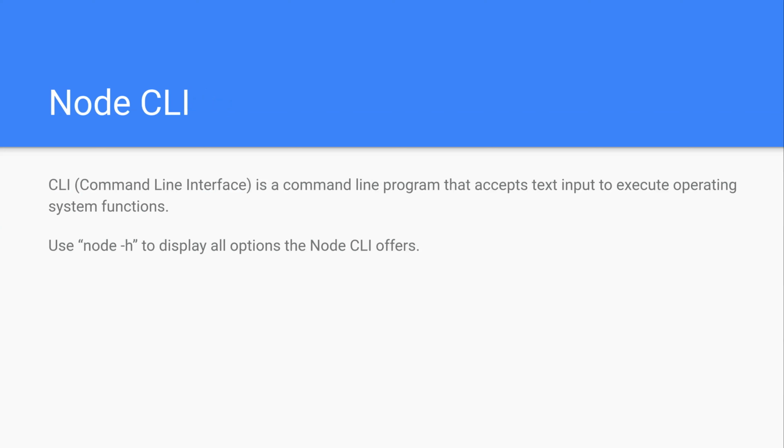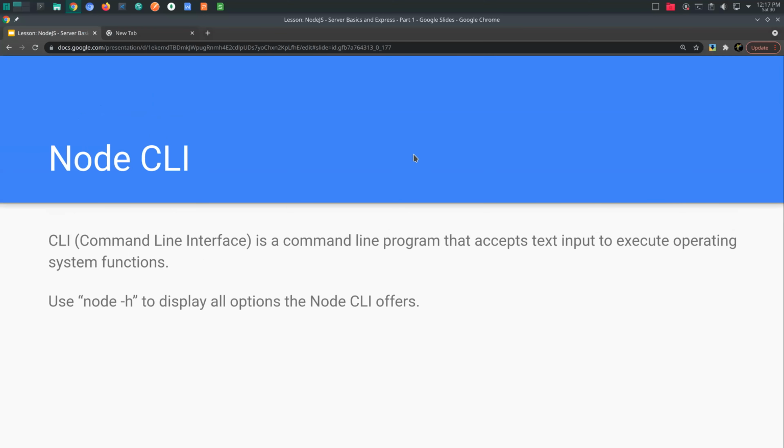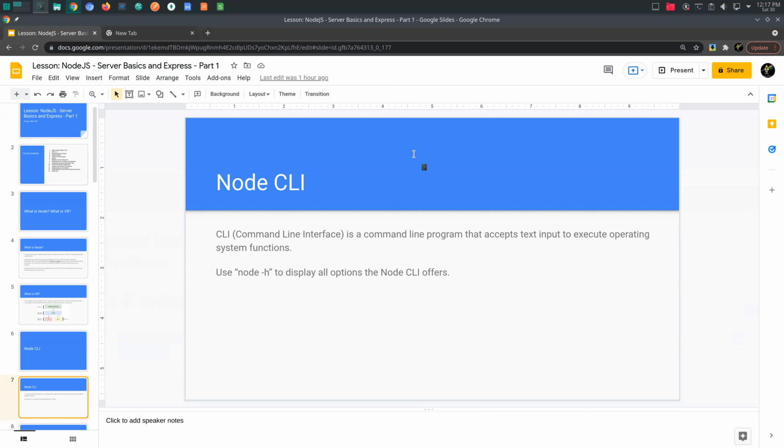So CLI means command line interface, which basically means a program that runs on your terminal. And Node is more than just the wrapper around V8 to run your JavaScript code. It's actually a full CLI tool. And when we install npm, you might have noticed that we have a few CLI tools that are installed.